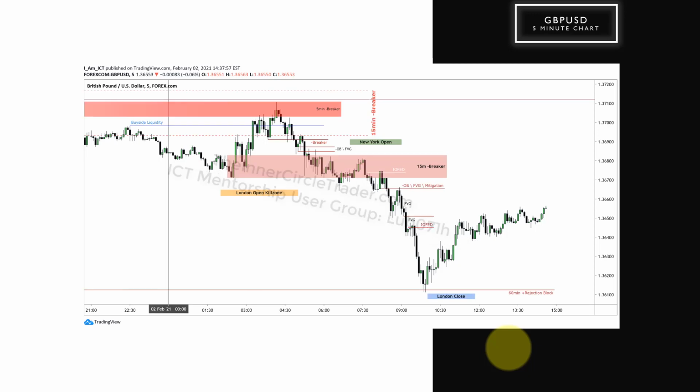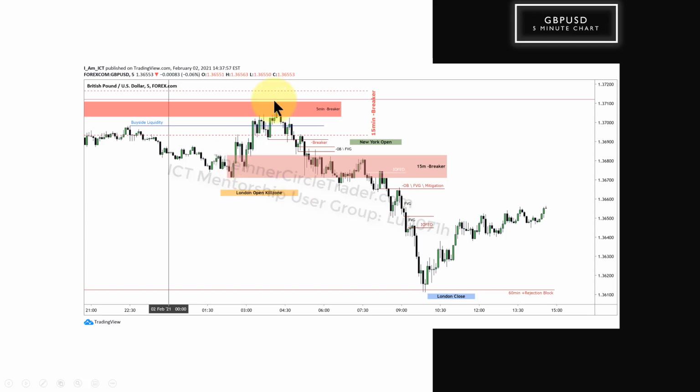Okay. All right, so we have a 15-minute breaker that's defined by this dashed line and this dashed line. So go to your 15-minute time frame and you'll find that breaker. And also we have a 5-minute breaker here. And we have a buy-side liquidity pool here, which we run above in the London open kill zone.